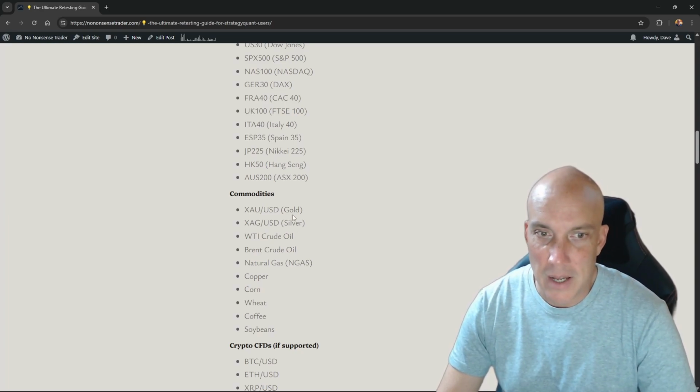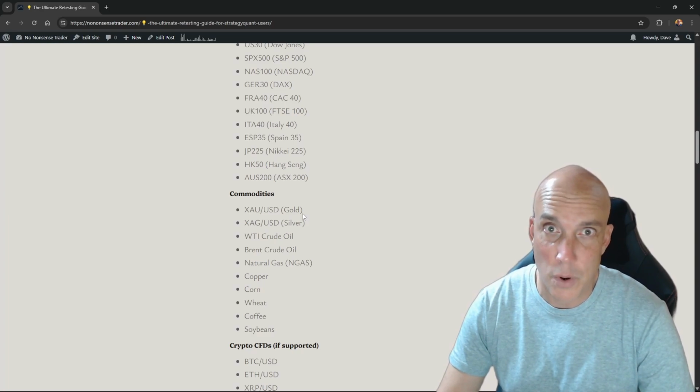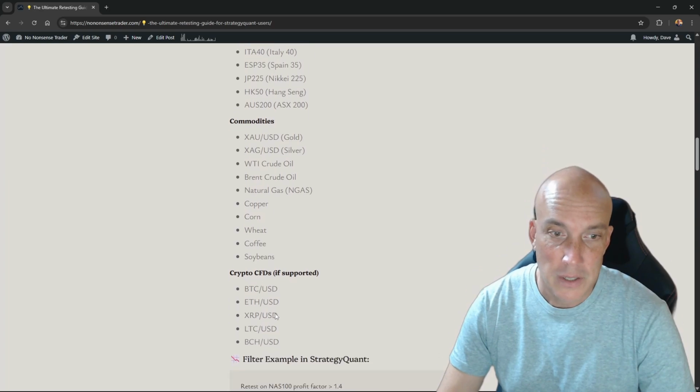Gold. In StrategyQuant, people don't recommend retesting this on other commodities because it moves so differently. But you could retest it on one of these and see if your strategy's good. Some crypto ideas to retest as well.